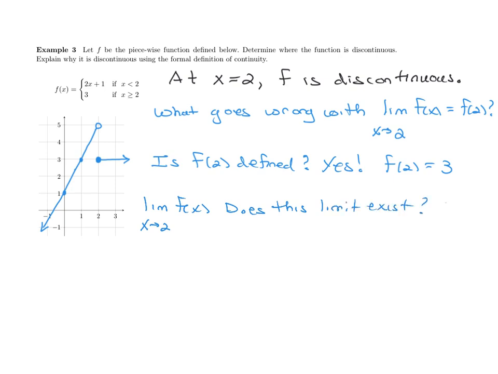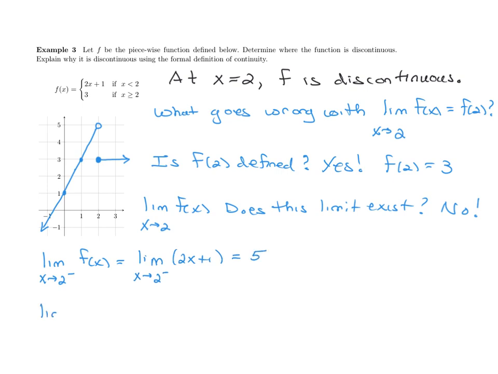And here the answer is no. And since the answer is no, it means this can't be true. But let's see. If we look at the limit as x approaches 2 from the left of this function, if you're to the left of 2, you're using 2x plus 1. So this is the limit as x approaches 2 from the left of 2x plus 1. And by direct substitution, that's 2 times 2 plus 1, which is 5.